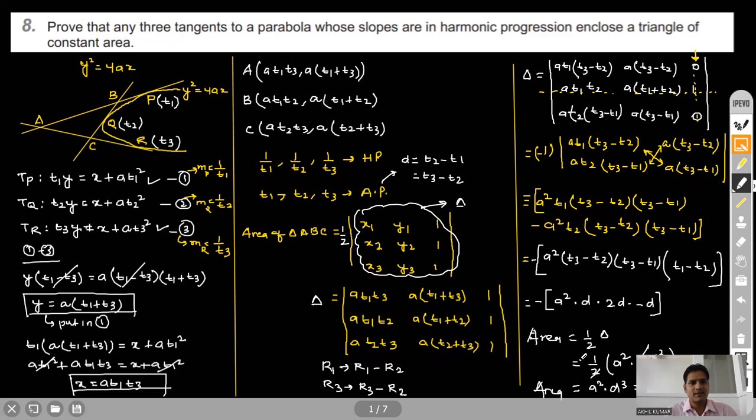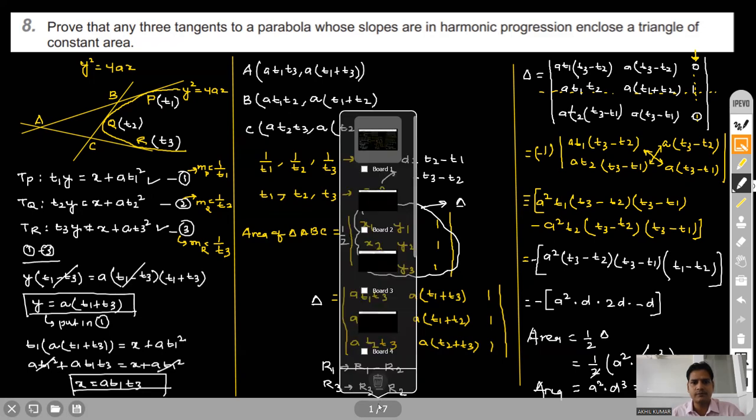So this question is a bit lengthy, but we learned a lot. We got to know how to find the intersection point of tangents. Then after that, we applied the formula of finding the area of triangle ABC in determinant form. So I think we are done with this. Let's take the next question.